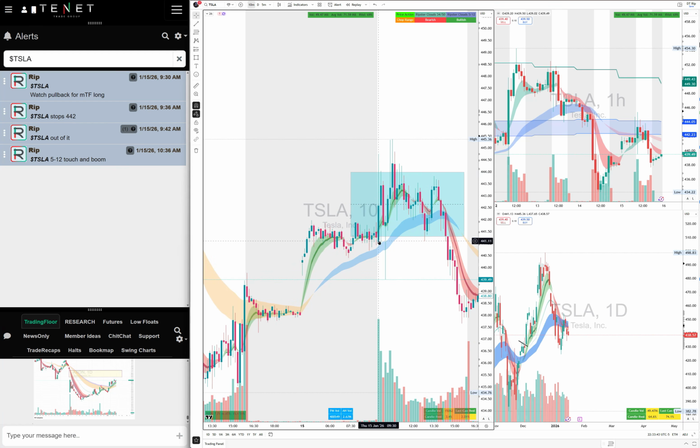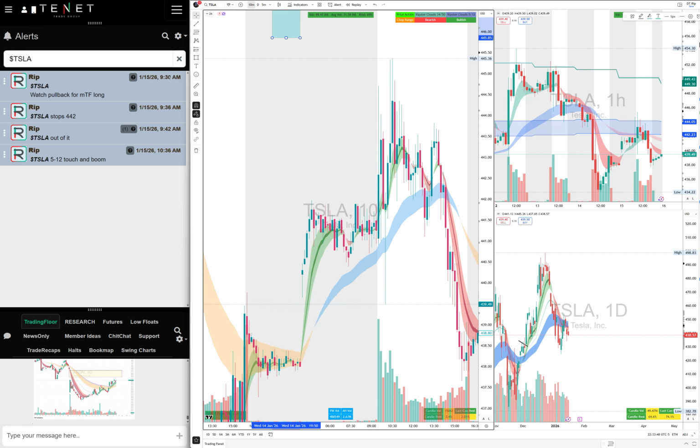It pulled back. You see this candle? Let me take this out. It pulled back. I said at 9:30 I tell them to long it. It pulled back, and you could long right here. It went to 444, yeah, $2-3. It's a good scalp there, but we were looking for more. So our stops were 442. Once it broke down 442, we were out.